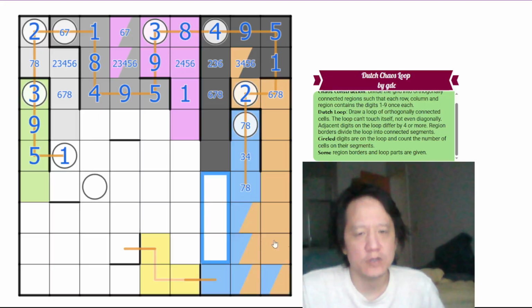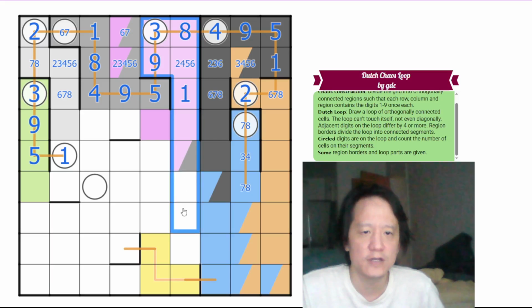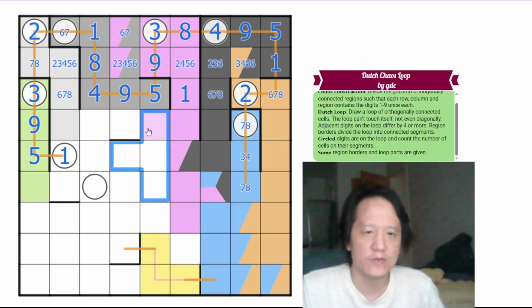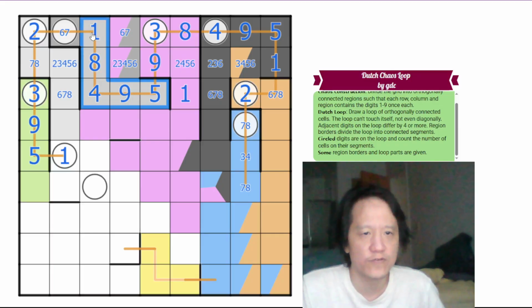Blue could be here. Dark can be only one more here. So dark is one of these two. This could be dark. This could be pink. This could be pink. We have 1, 2, 3, 4, 5, 6 guaranteed. So it's 7, 8, 9. So that could be pink. This could be pink. Any of these could be pink. It cannot be here because that would block off this region.